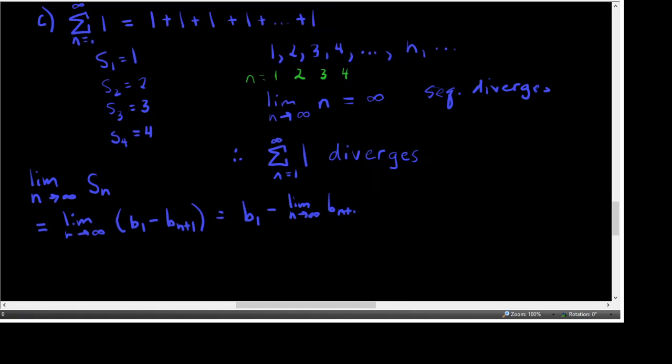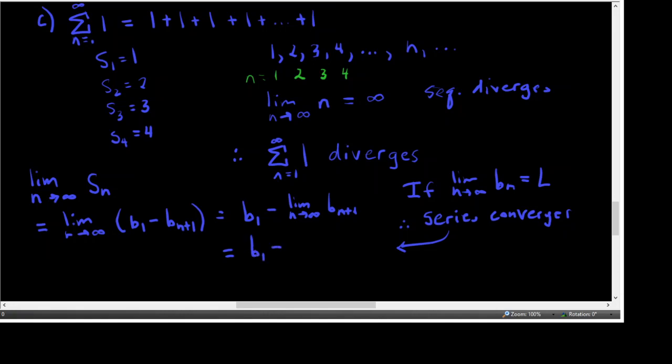So if that limit, more generally and probably easier to think of, if the limit as n approaches infinity of b sub n, the latter part of that formula, is convergent, I'm sorry, if the limit exists and is a real number, then the series converges. And it converges to b sub 1 minus whatever that limit is you got.